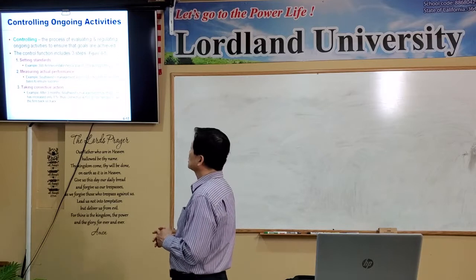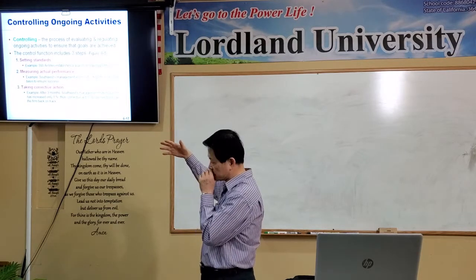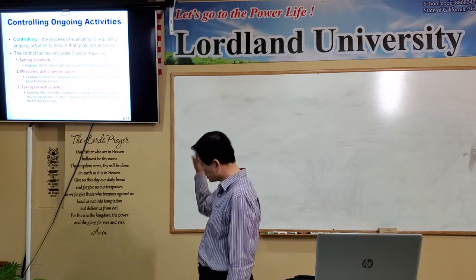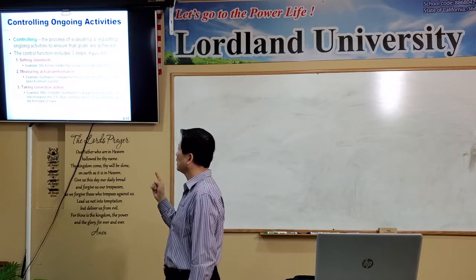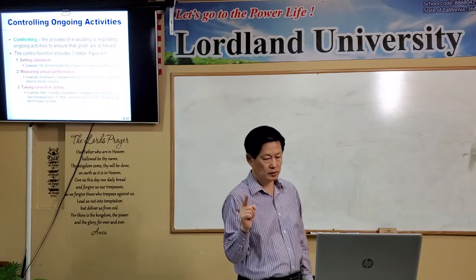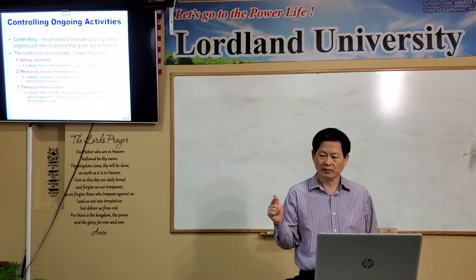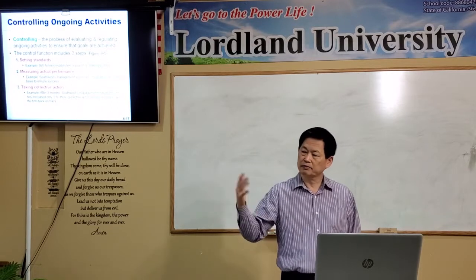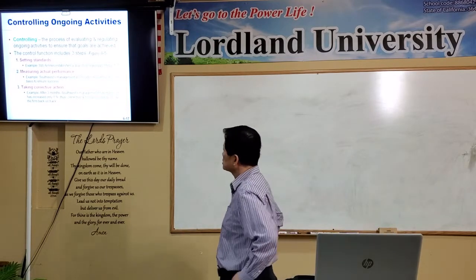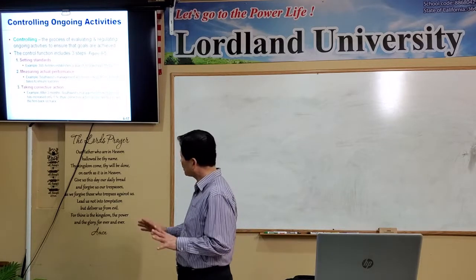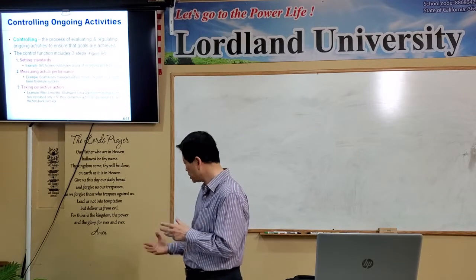There are three steps in the controlling function. These three steps are a step by step process. First step, setting the standard, setting the goal. Okay, example: Southwest Airlines established the goal of increasing the profit by 12% next year. Second, the controlling function is measuring the actual present performance, measuring this year's actual performance.